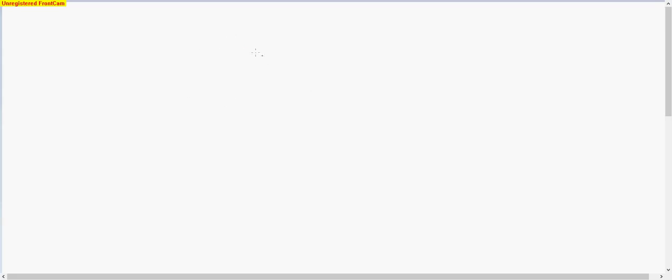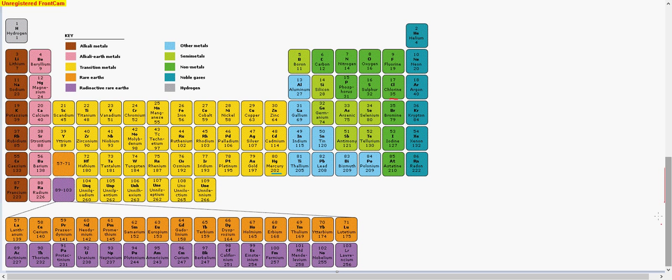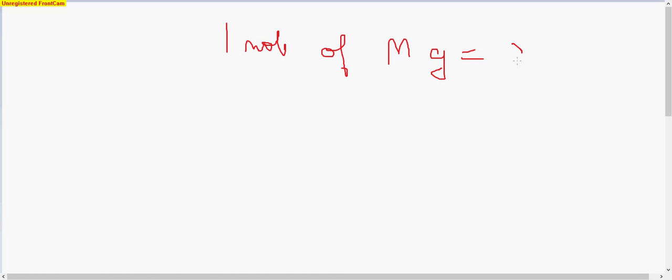Now 1 mole of magnesium, how many grams? Let's see the periodic table. Magnesium, where is magnesium? Yes, 24. Go with 24 grams.